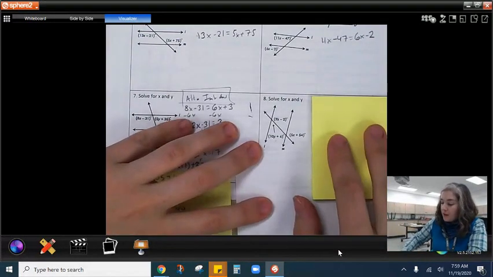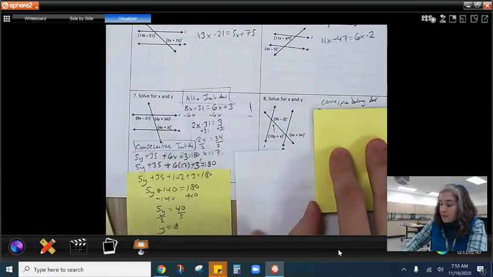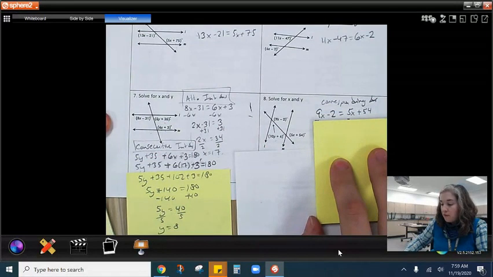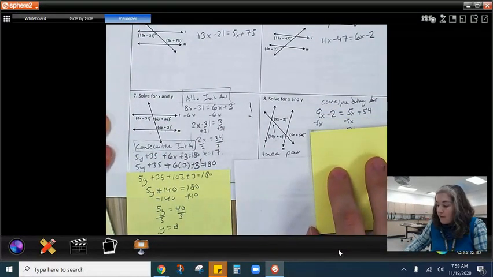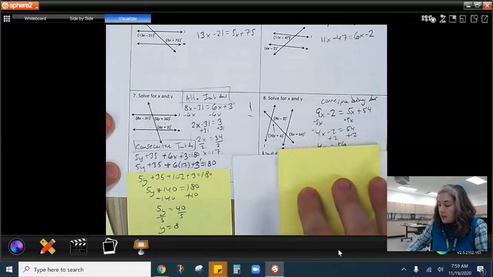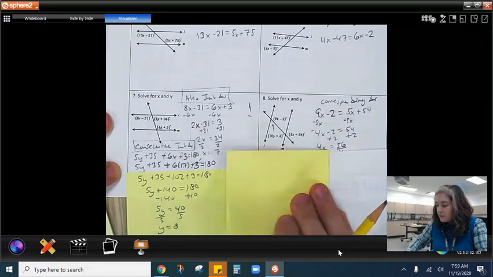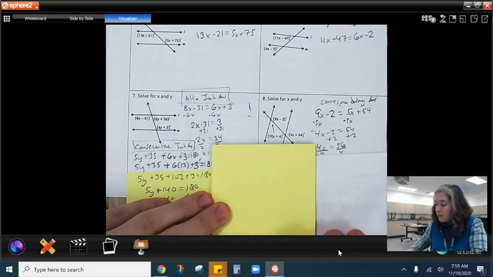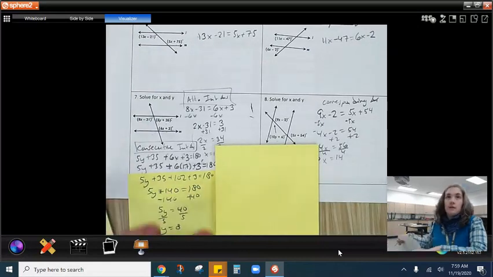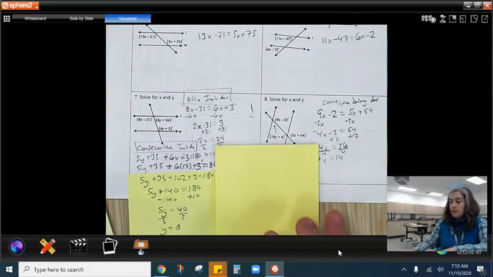Okay, let's go over it. So our x's are in corresponding positions. So that means we get 9x minus 2 equals 5x plus 54. They're congruent, right? They're corresponding, so they're congruent. We have to subtract 5x from both sides. Always the best first step to get your x's to one side. We're left with 4x minus 2 is equal to 54. I'm going to add 2 on both sides. And then I get 4x is equal to 56. I can divide both sides by 4, and my x is equal to 14, right?